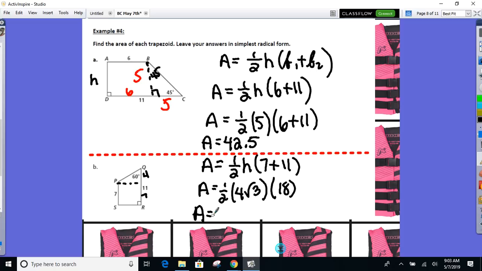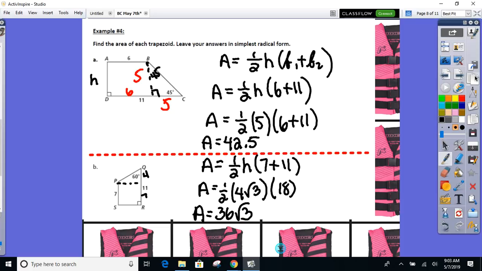Simplest radical form. So keep the radical 3 in your answer. 1/2 times 4. 2. 2 times 18. 36 radical 3. That's what it would be in simplest radical form. All right. Questions there?